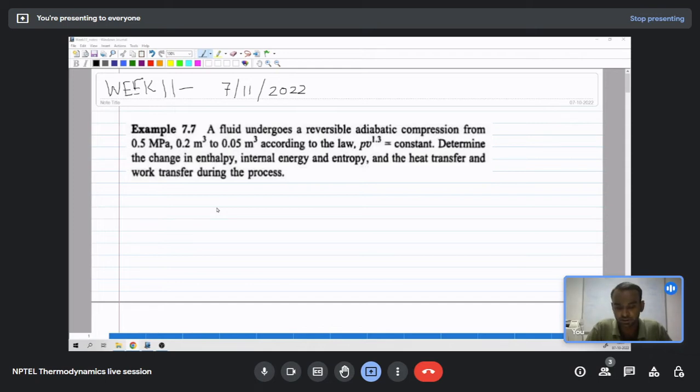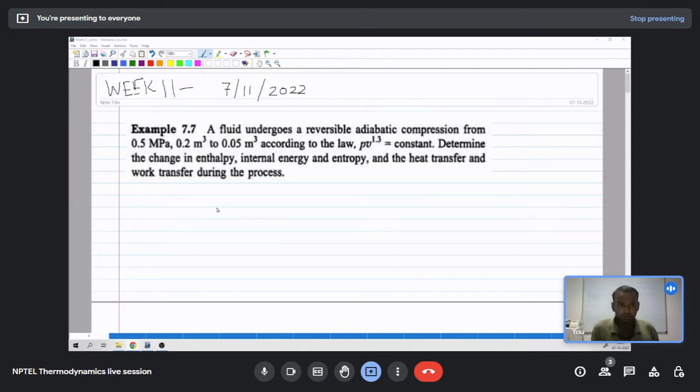A fluid undergoes a reversible adiabatic compression from 0.5 megapascal, 0.2 meter cube to 0.05 meter cube, according to the law PV power 1.3 is equal to constant. Determine the change in enthalpy, internal energy, entropy, and the heat transfer and work transfer during the process.